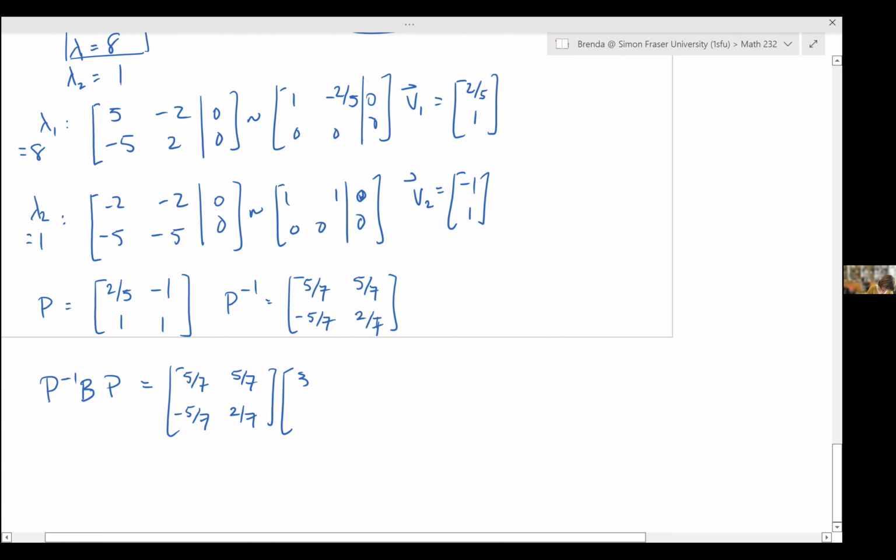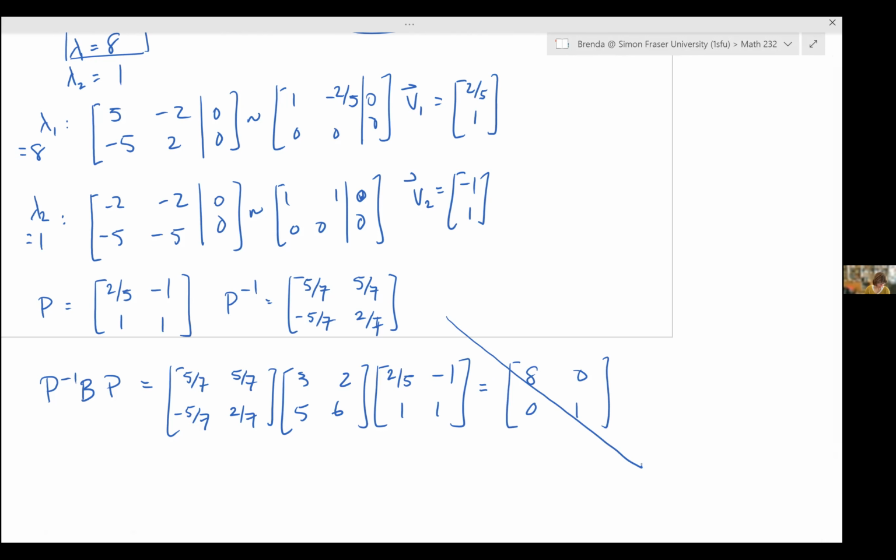B is 3, 2, 5, 6. And then P to the minus 1, B, and then times P, 2/5 minus 1, 1, 1. I do that product, practice if you need to, and I get this here, 8, 0, 0, 1. It's a diagonal matrix, and the eigenvalues are right there on the diagonal.